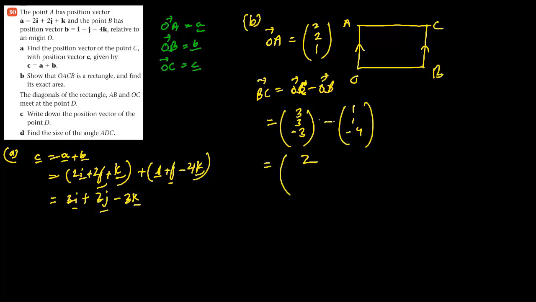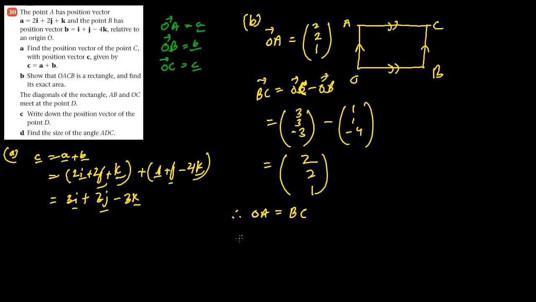3 minus 1 is 2. 3 minus 1 is 2. And minus 3 minus minus 4 is 1. It is exactly the same. That means, therefore, the line OA is exactly equal to the line BC, and the scalar is also the same. So they are parallel and they are equal. So the first pair works.